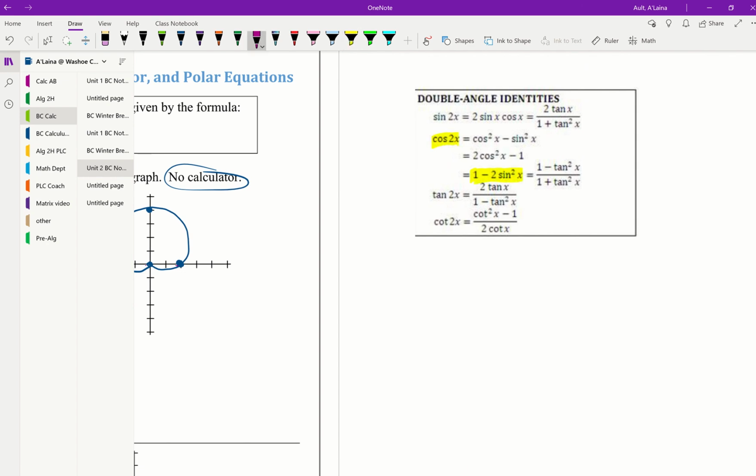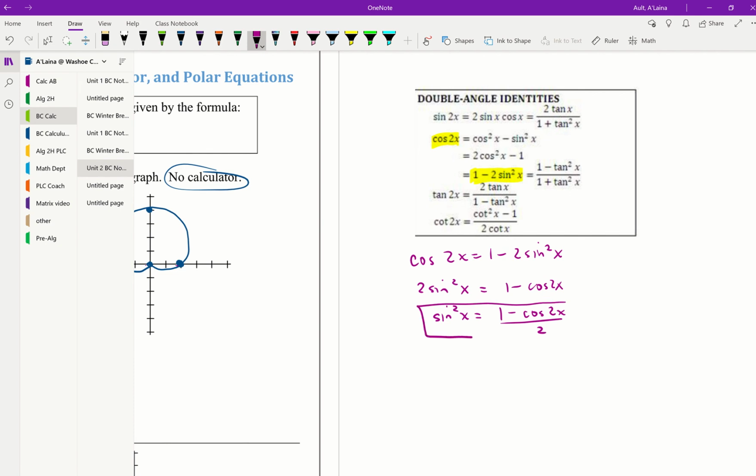I can manipulate this a bit and isolate my sine squared. Let me do some moving around. So twice sine squared of x is equal to 1 minus the cosine of 2x. Therefore, sine squared of x, or sine of x quantity squared, notice the function is being squared, not the argument, is 1 minus the cosine of 2x all divided by 2.